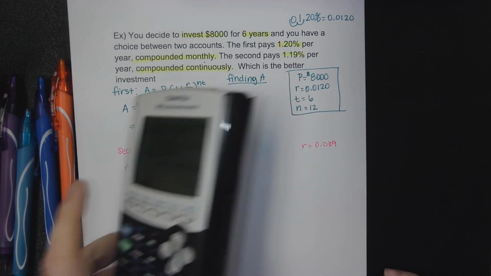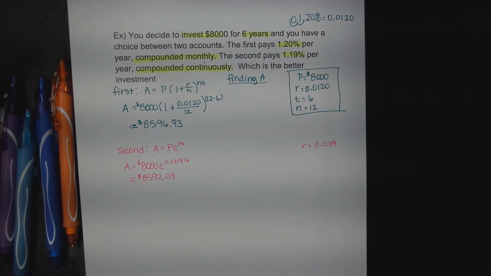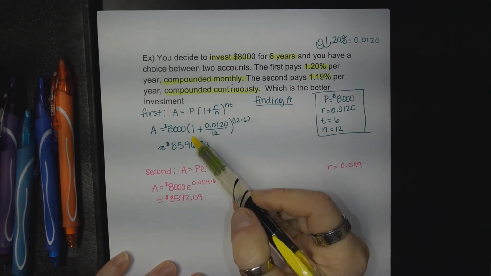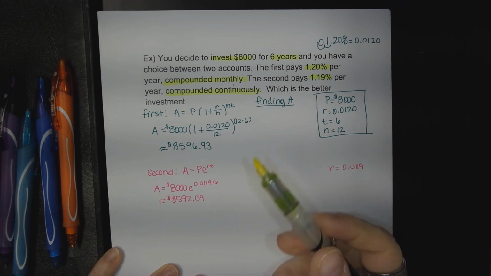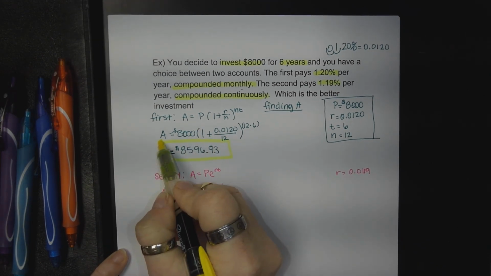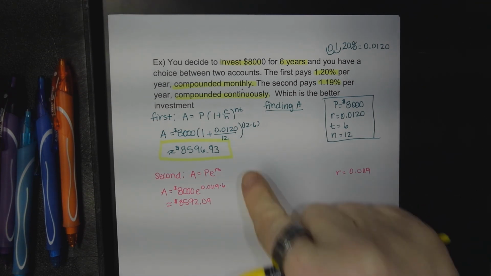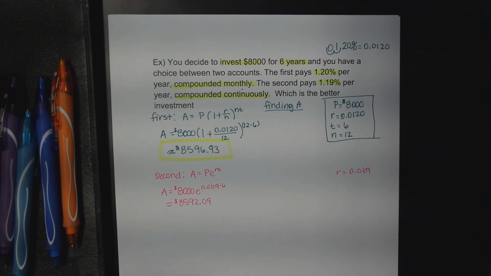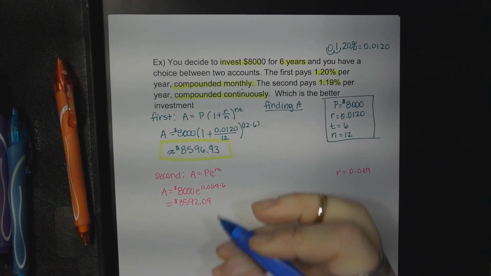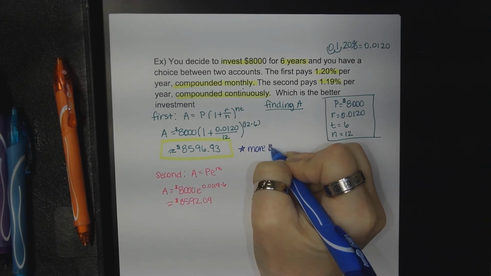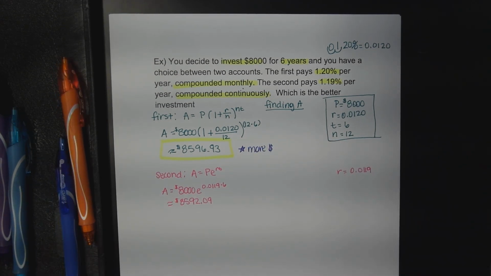So I wanted to know which is the better investment. Well, this was $8,592.09. This was $8,596.93. So our first one, when it was compounded monthly at the interest of 1.20%, was the better of the two. Okay? Because this is more money. It's more dollars. Okay? Right on.